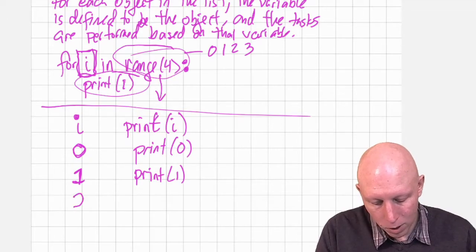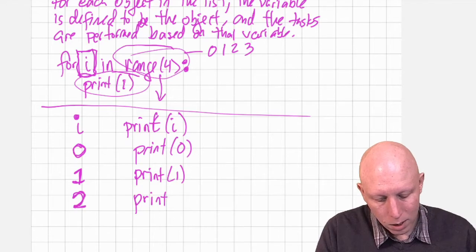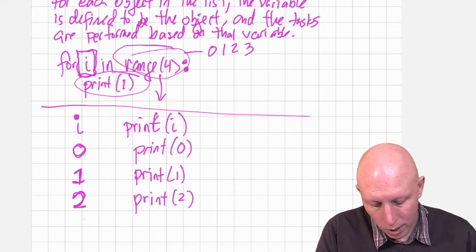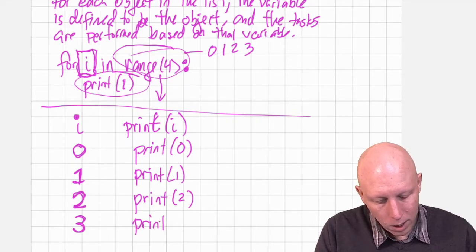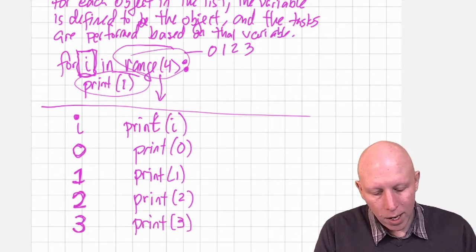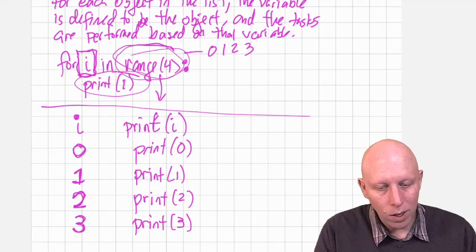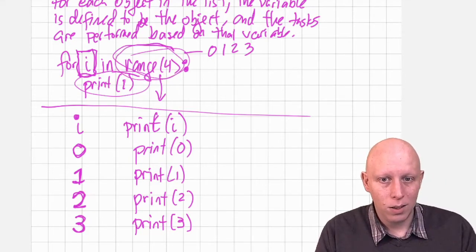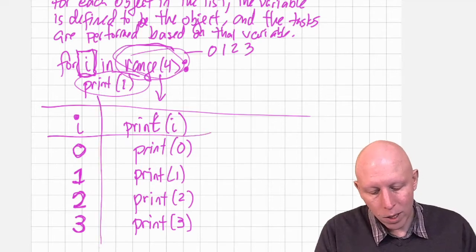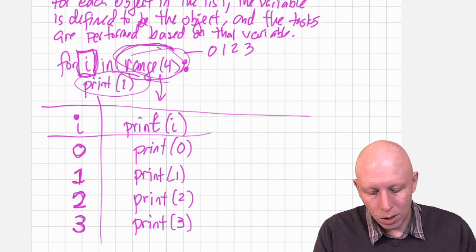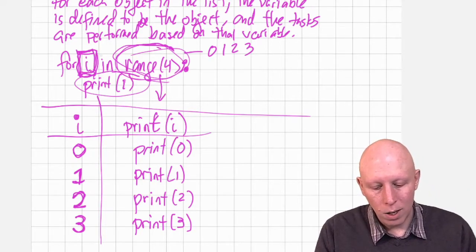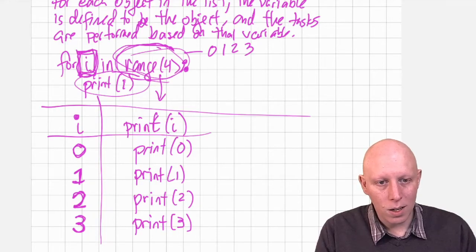And then I look at what's the next value. The next value is 2, so I do print 2. And if i is equal to 3, then I do print 3. And now I'm at the end of my list of objects, and so I'm done. So this is how Python is approaching it. It's looking at a list of things, and it's letting this indexing variable represent each of those objects.